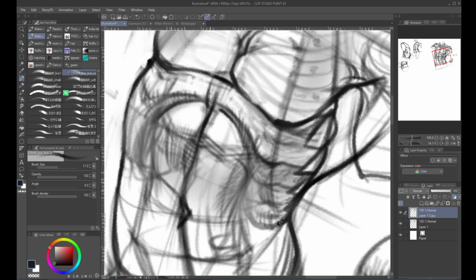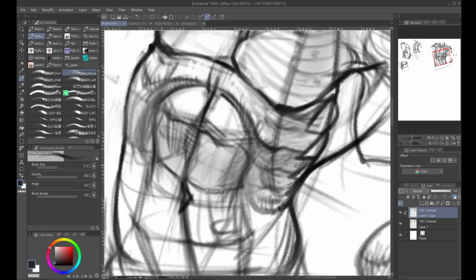So now we'll be defining the form of our abs a little bit. We have our first pair here, and this second pair will be longer. Also, it's important to remember that this person is stretched right now, at least I drew them stretched, and this means that our ab shape will be different, it will be asymmetrical, they won't be the same on the left and on the right.